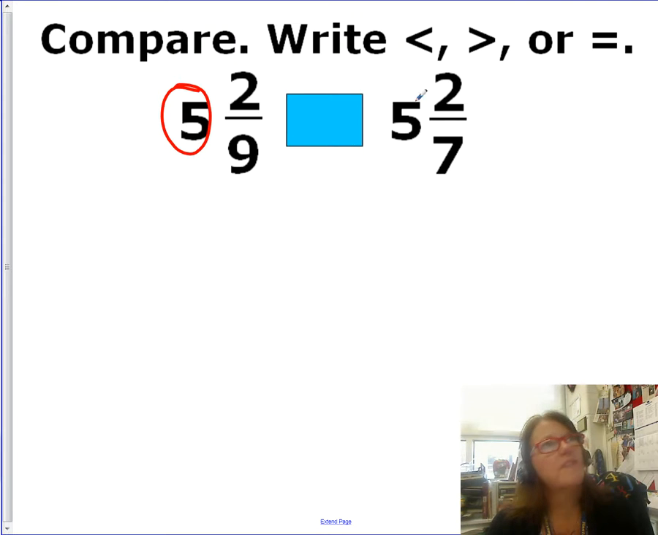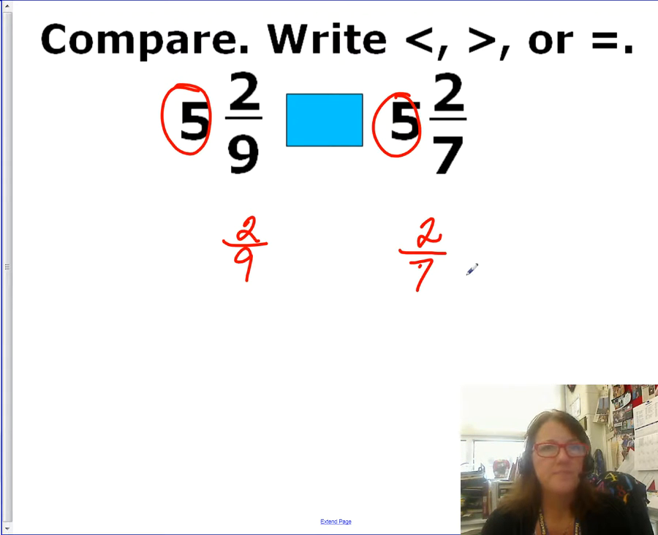Okay, notice here 5 and 5. Hey, they're tied so far. Really, what you're after is the fractional part, the 2/9 versus the 2/7. Okay, let's think about this. Think about this for a minute. I have 2 pieces out of 9 in the pizza. Okay, so my pizza is cut into 9 pieces.